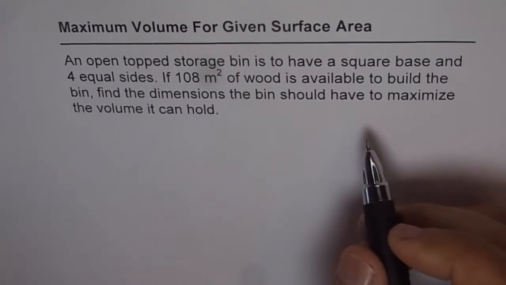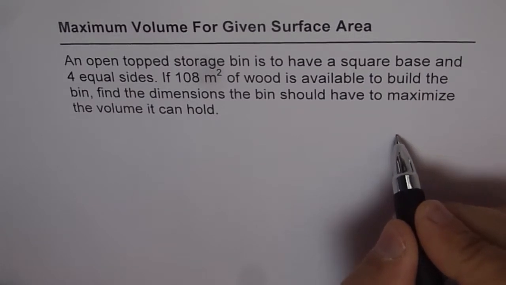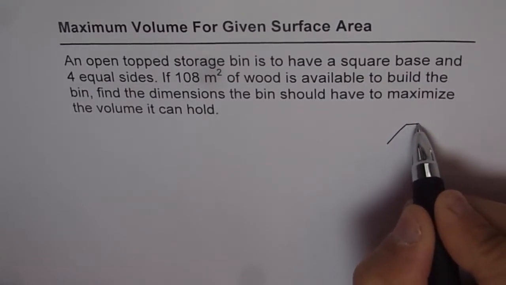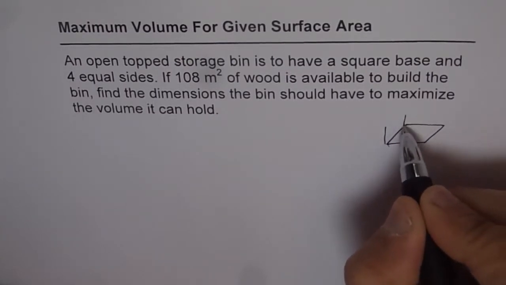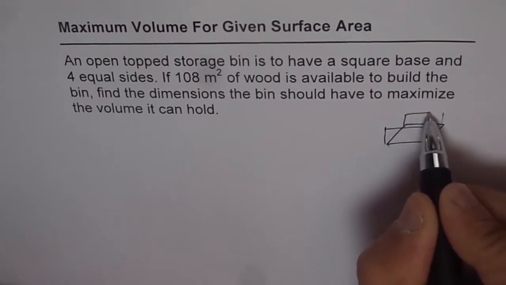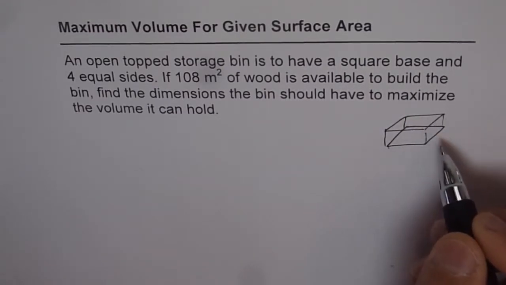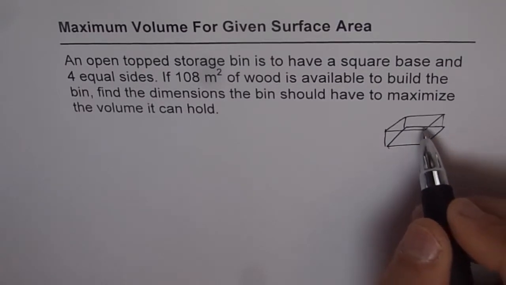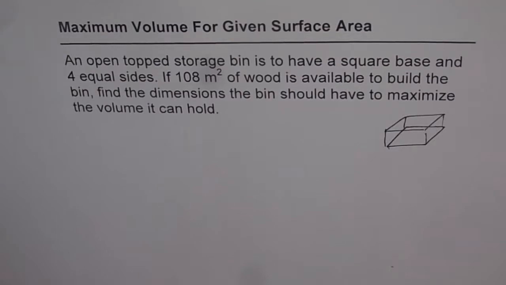So we have a square base box, right? It's kind of like this. So that means the square base is like this, right? So we have a box here, but it's open from the top. So it says square base box, and we know the surface area. The surface area is 108, and remember, it's open from the top, okay?